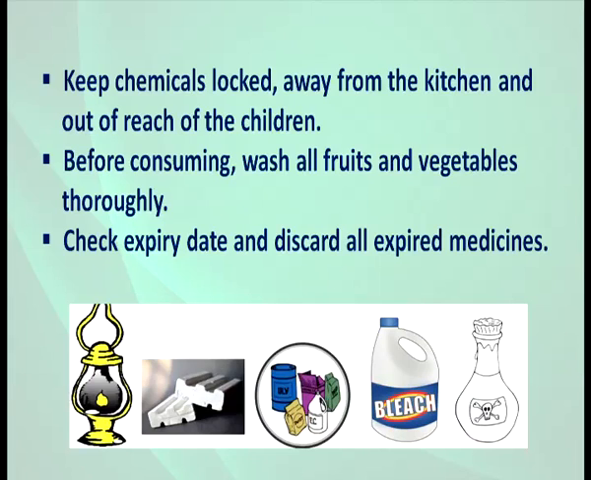As shown in the picture, there can be a kerosene lamp, some laundry material, some soaps. Even soaps are very easily used at home, and they are slippery material, so there are high chances of falling down and getting injured. There are bleaches. If these things are within the reach of children, they can be very harmful. So, keep the chemicals locked away from the kitchen and out of the reach of children. Why the kitchen? If by chance something goes into the food and you consume that food, you can imagine what can happen.